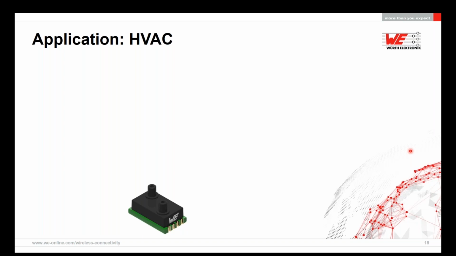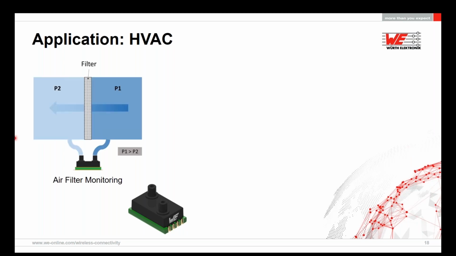Moving forward with the application of the differential pressure sensor. HVAC is the most popular application for the differential pressure sensor: heating, ventilation, and air conditioning. It is used for air filter monitoring, where, for example, air is flowing through a filter from right to left. When the filter is new or okay, then pressure P1 and pressure P2 would be almost similar. But when the filter gets clogged with dirt, the pressure P1 increases significantly, and it can send a notice to the customer that it's time to change the filter.